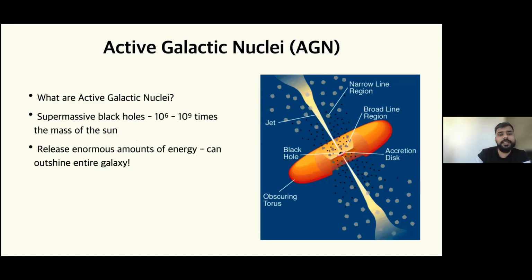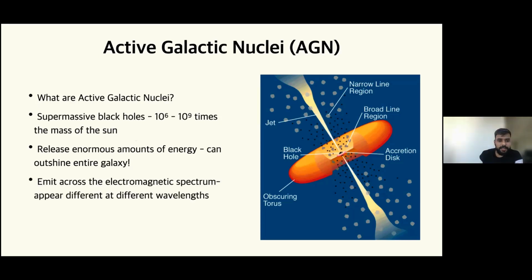So as I said, these AGNs release enormous amounts of energy that can even outshine the entire galaxy, and they emit across the entire electromagnetic spectrum. So depending on which frequency you're looking at, the AGN would appear different to you. Kind of like the story about the five blind men trying to look at an elephant separately and thinking that the elephant looks different.